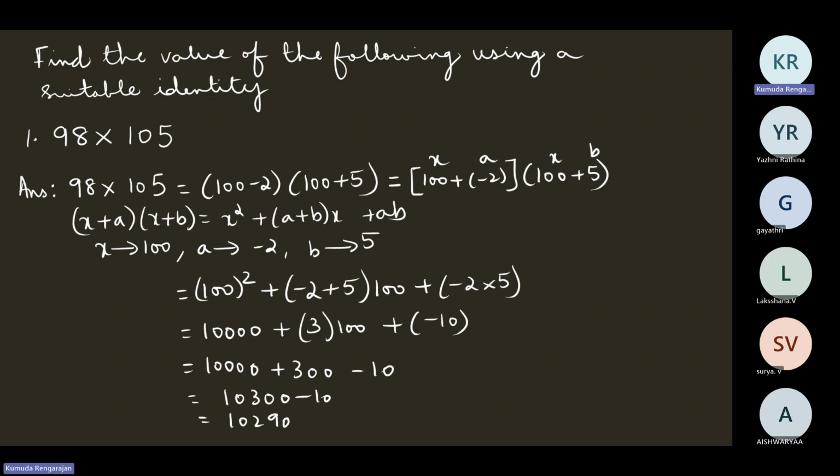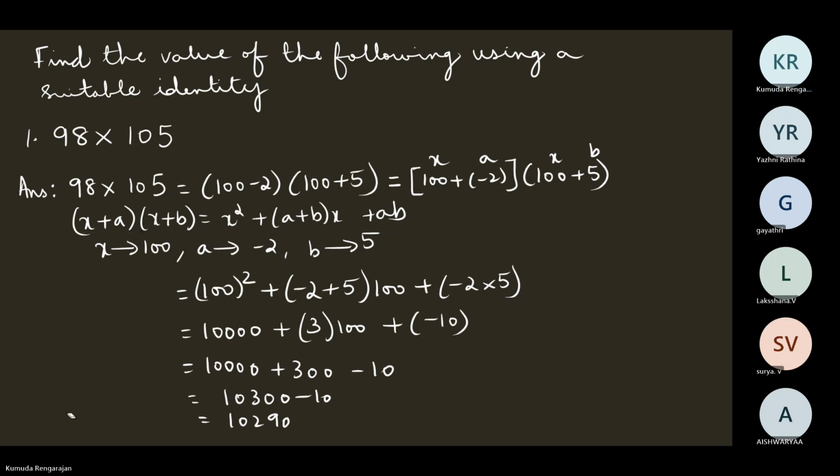Now use it in the formula. If the given question is of the form (x plus a) into (x plus b), then you should write the answer like this. If the question is like this, then this is the answer. You can use the identity either way. The question will look like one side of the identity. Then the other side of the identity is the answer.